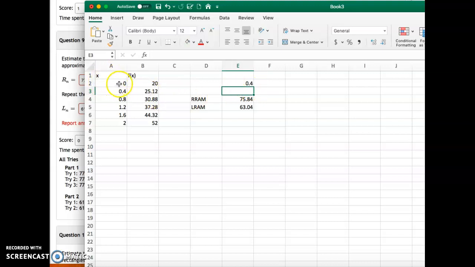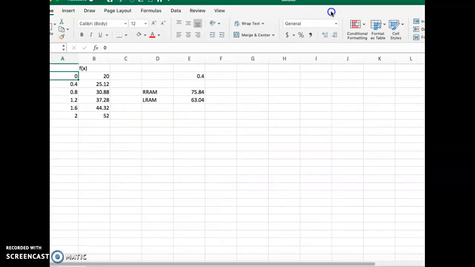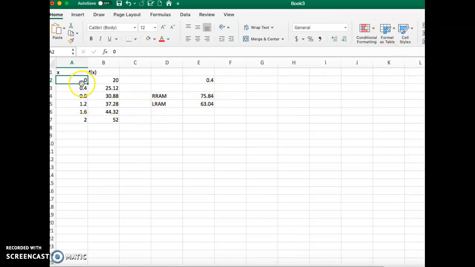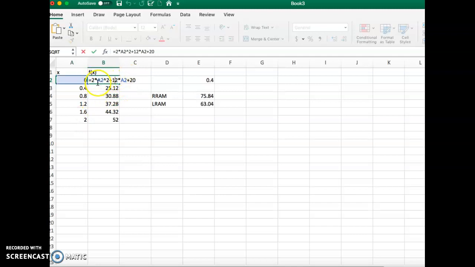Then in Excel, I started at 0 and I made Excel fill the table going up by 0.4 up to 2. And then in this cell, I put the equation, which was 2x squared plus 12x plus 20. And then we found the RRAM and LRAM.